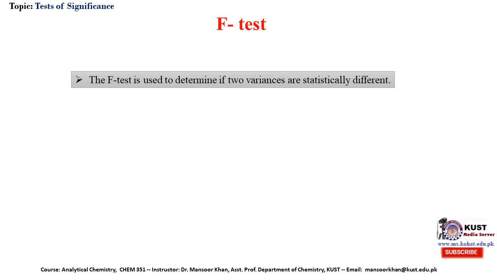The F test is used to determine if two variances are statistically different from each other or not. In the F test, we basically compare the variances of a newly developed method and an already standard, accepted or published method. Here we compare the variances, and we know that variance is the measurement of precision. So the F test is used to compare the precisions of the two methods.